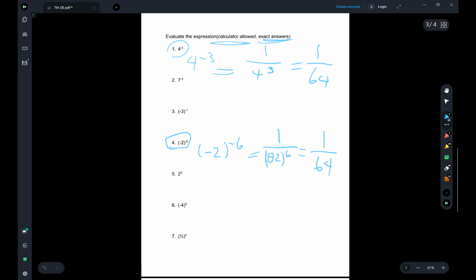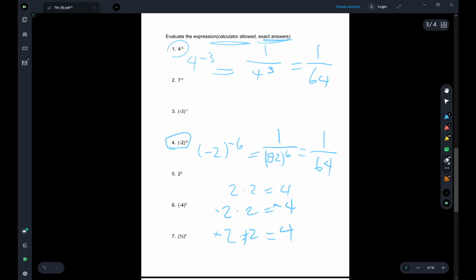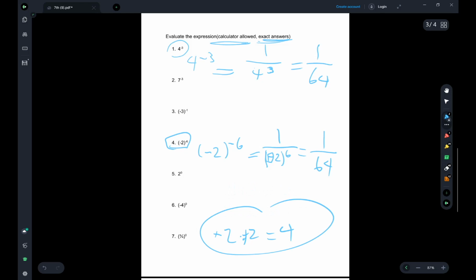A simpler way to explain it is, if you get 2 times 2, that equals 4, right? But if you get negative 2 times 2, then it equals negative 4. Now if it's negative 2 times negative 2, these negatives cancel out, so you get a positive, and you end up with 4. So this is the same thing as negative 2 squared.